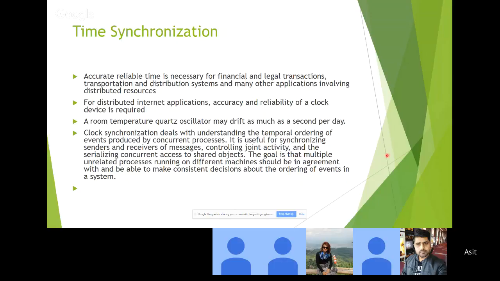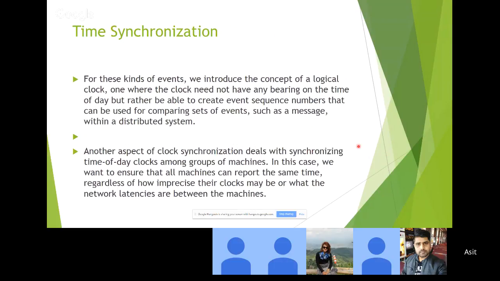Clock synchronization also deals with understanding the temporal ordering of events produced by concurrent processes. It is useful for synchronizing senders and receivers of messages, controlling joint activity, and serializing concurrent access to shared objects. The goal is that multiple unrelated processes running on different machines should be in agreement and be able to make consistent decisions about the ordering of events in a system. For these kinds of events, we introduced a concept called a logical clock, where the clock need not have any bearing on the time of day, but rather be able to create event sequence numbers that can be used for comparing a set of events, such as messages within a distributed system.